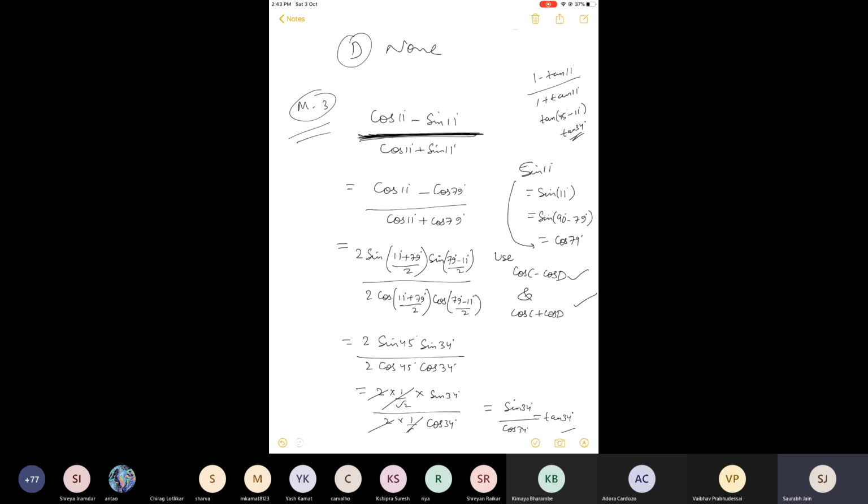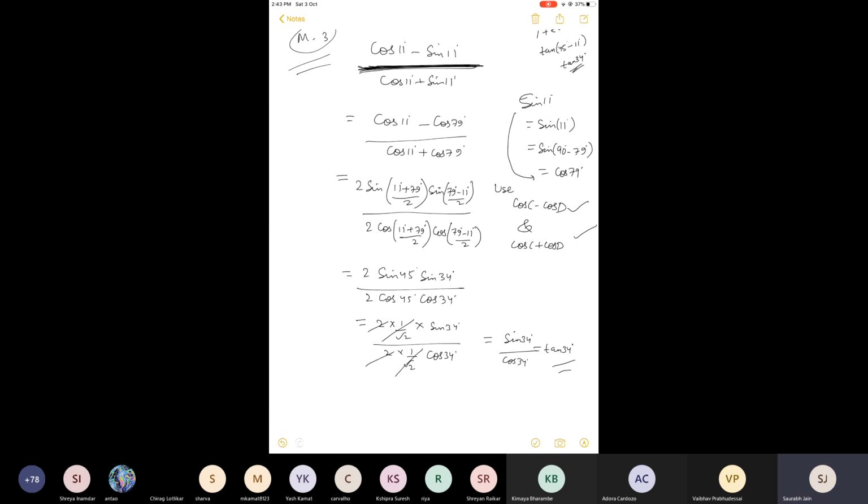Ultimately, questions will come where you will have to use more than one formula. So learning the formulas is the first important thing. Then gradually it depends on the practice. So this was the example from the previous class. Now I am going to take another example.